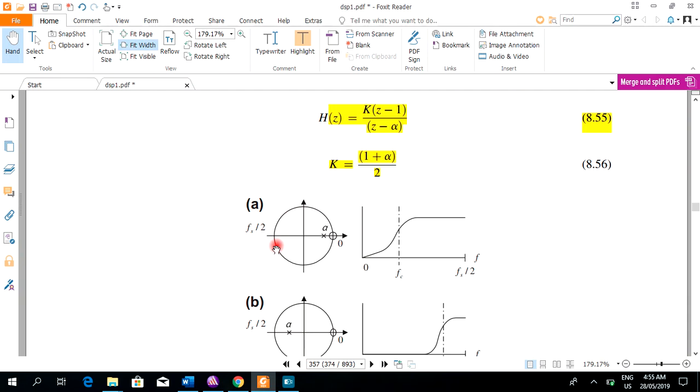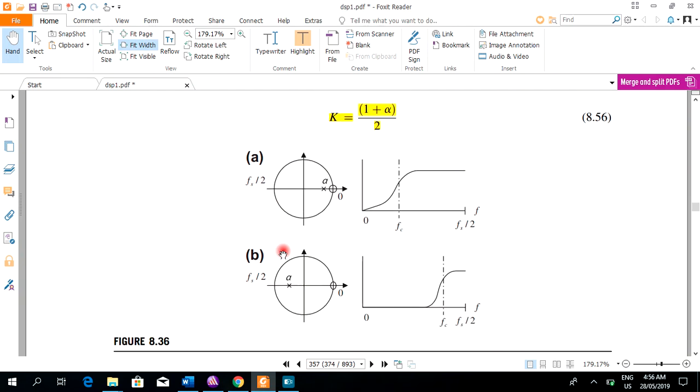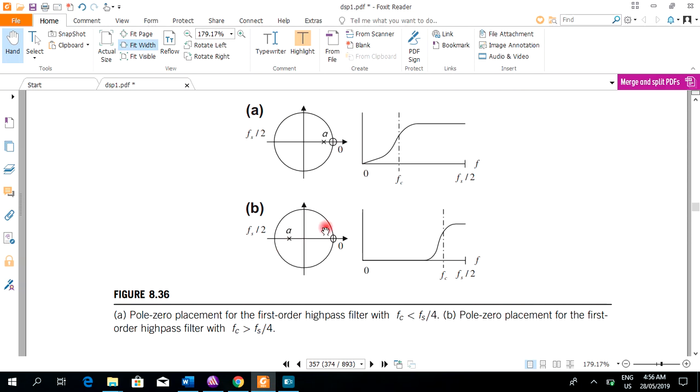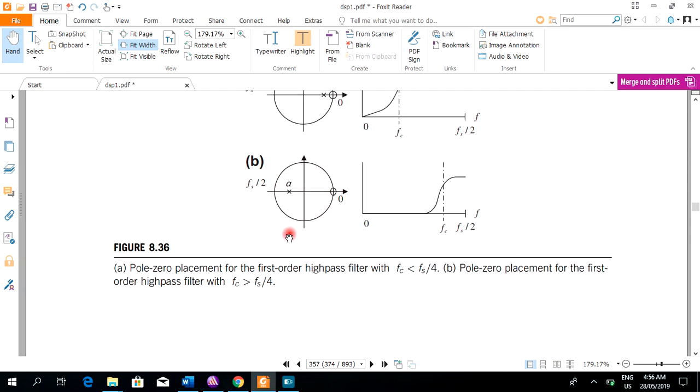Graphically, when Fc is less than Fs by 4, the filter will be like this one, the first figure, and if Fc is greater than Fs by 4, then the pole zero plot for the filter will be like the second one.